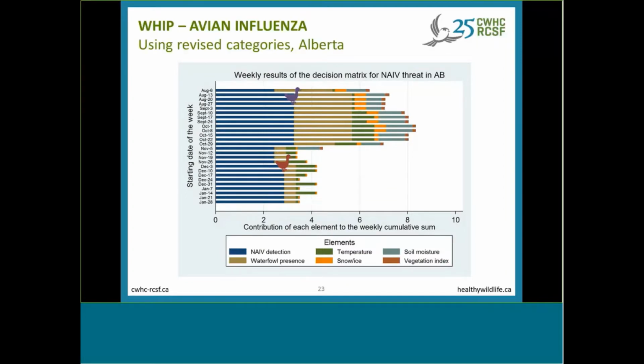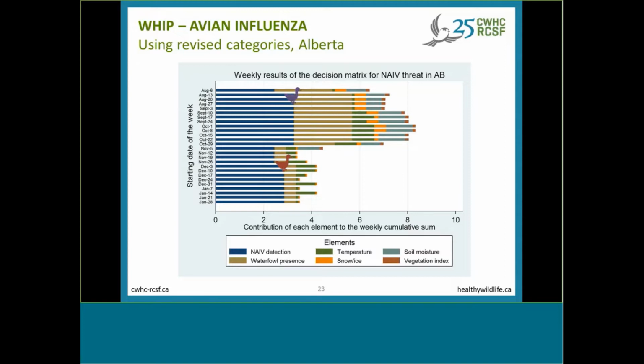So these are bar charts of the results of the decision matrix for Alberta for each week of the study. For now, we'll just focus on the avian influenza detection so you can see what it looks like. It still is contributing a large amount to each week's cumulative score, and it's the blue bar for those who are trying to find their way through this graph. But it does seem to be a bit more responsive to what's actually going on to the total threat level for that study site.